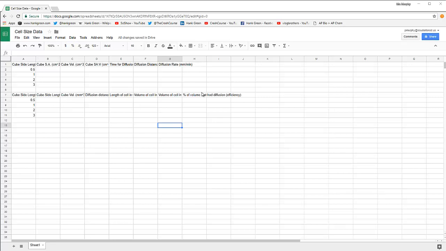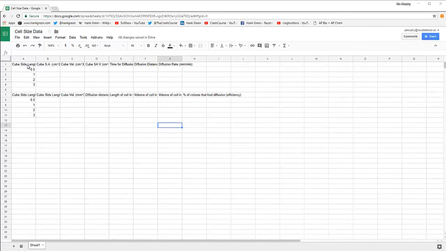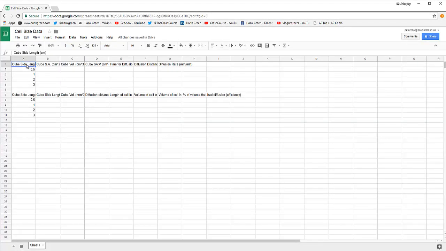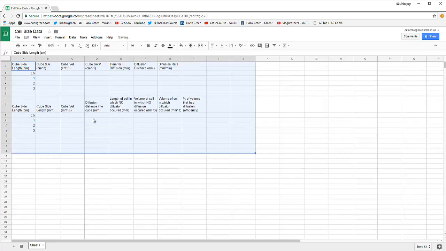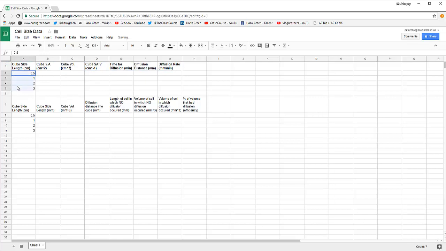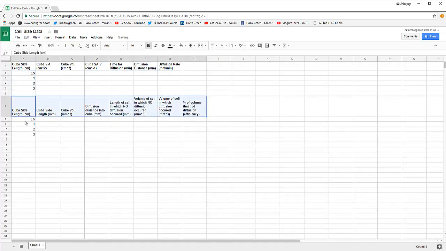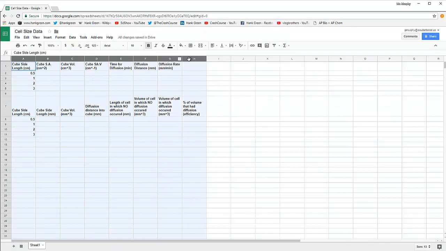So the first thing is making this look nice because this is just painful to look at. I'm going to highlight basically all of it. And I'm going to click on Format and go to Text Wrapping and click on Wrap. That's just going to space this out a little bit nicer. I'm going to go ahead and make these bold because that makes me happy. And there you go.